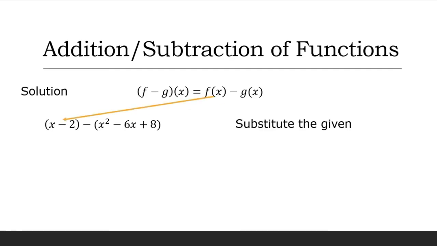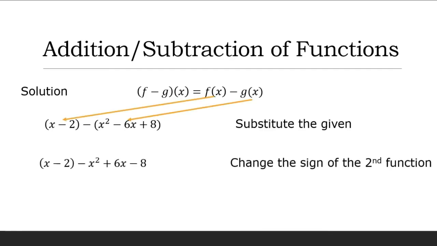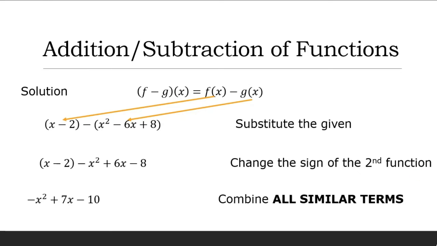Now, change the sign of the second function, which is our g. So, from positive x squared, it will become negative x squared. Negative 6x will change to positive 6x. And positive 8 will change to negative 8. After changing the signs of the second function, that's only the time that you can combine similar terms.